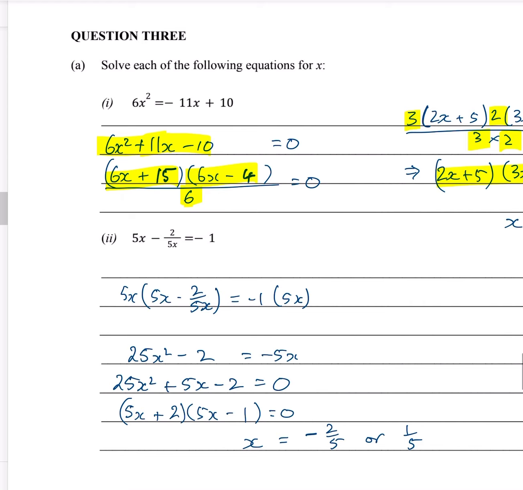For the next one, I times everything by 5x. So I multiply this by 5x, that by 5x, and that by 5x. That gives me 25x squared minus 2, because the 5x will cancel out in the second one. You change sign, you factorise it, and you can solve it.